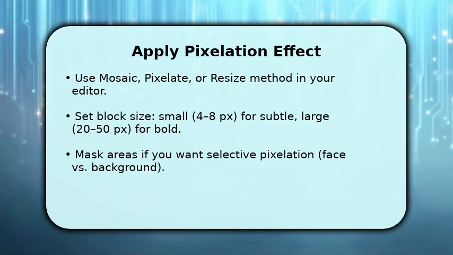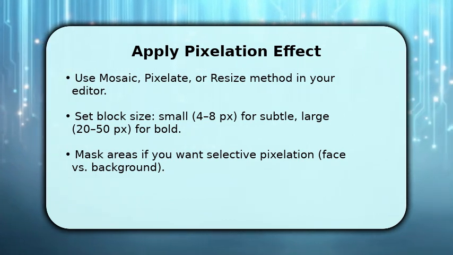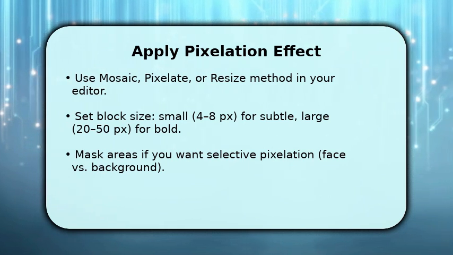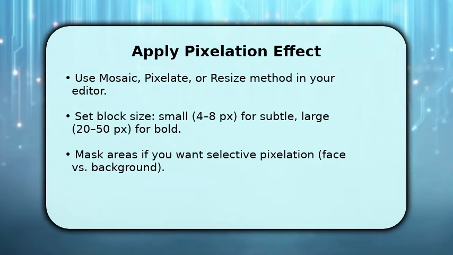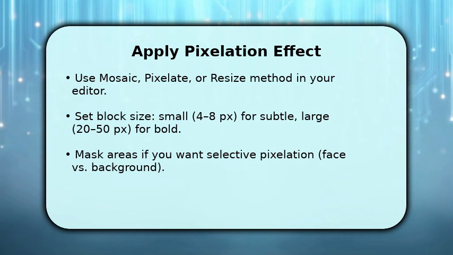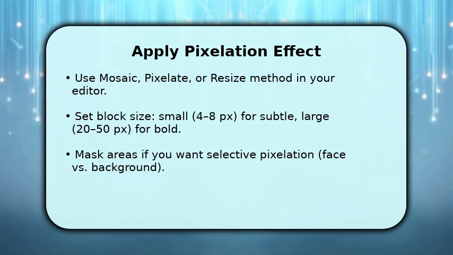If only part of the photo needs pixelation, add a layer mask and paint the mask to isolate the effect. Make sure to preview at 100% so the block pattern reads correctly for your output.